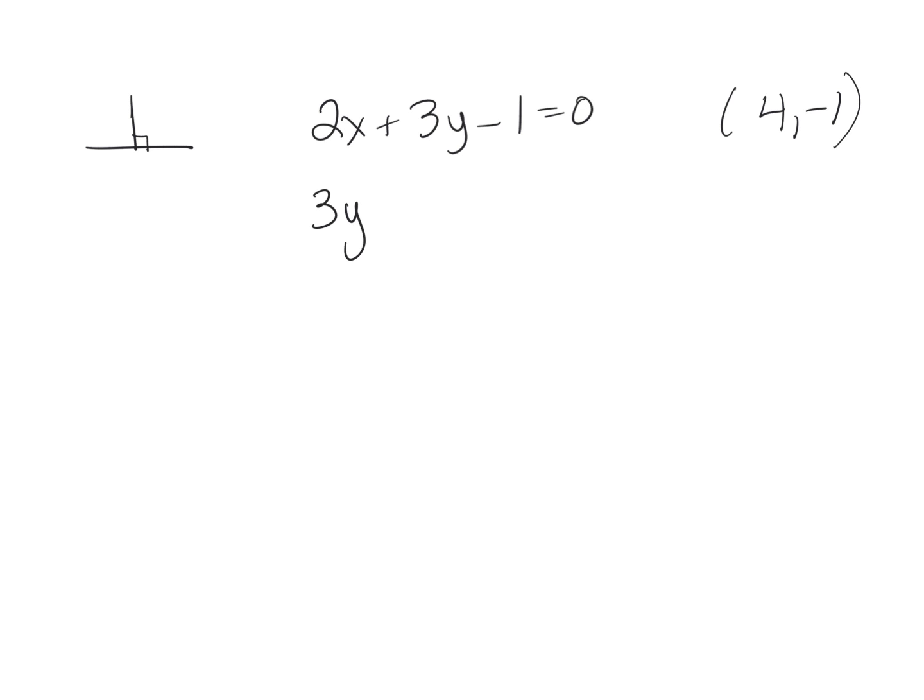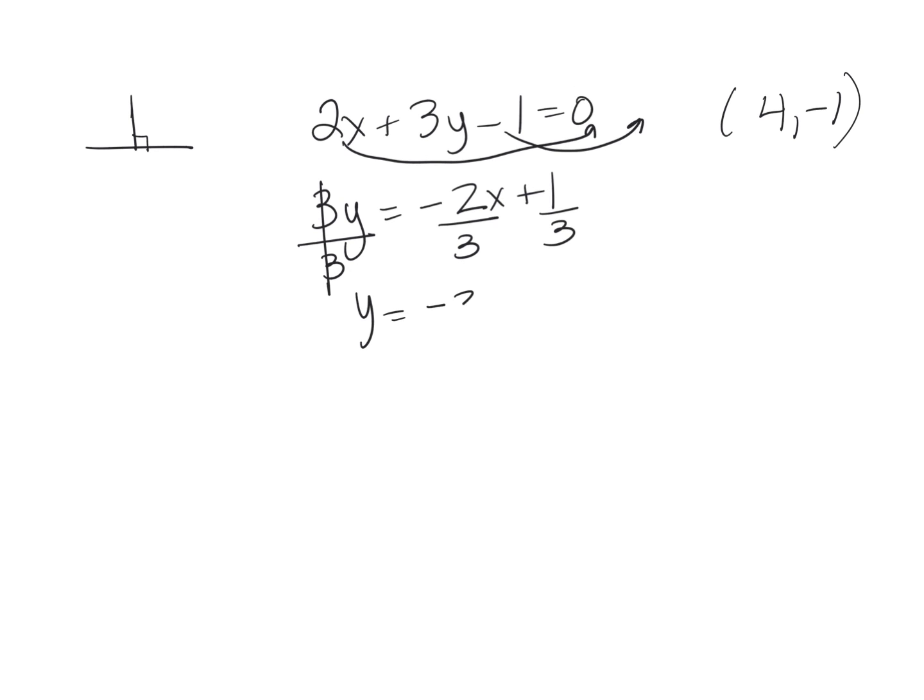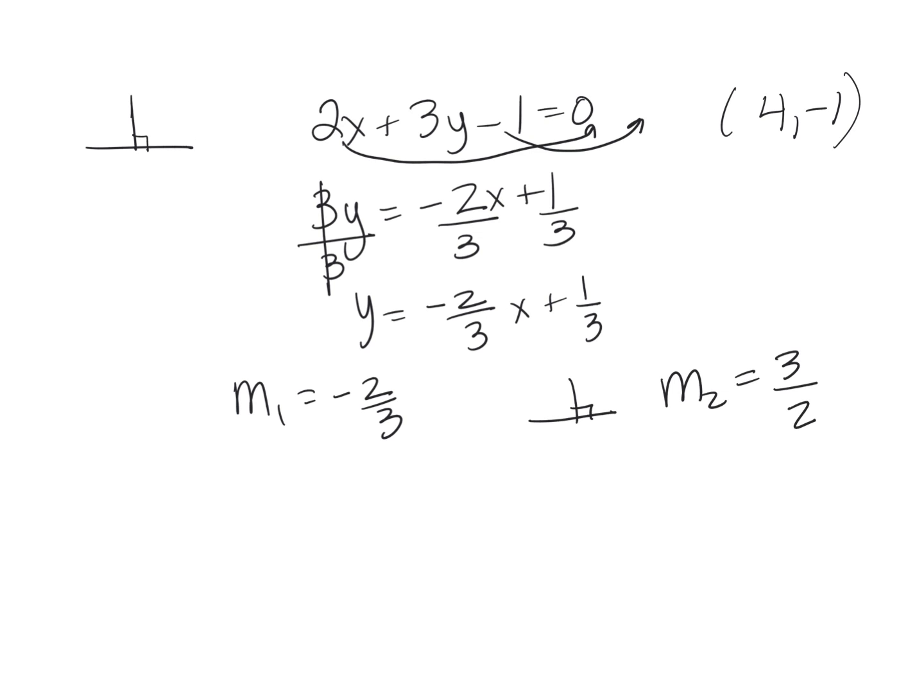So I'm going to have 3y equals -2x plus 1. I move the 2x over, and I move the 1 over. And now I'm going to divide by 3. Y equals -2/3 x plus 1/3. So my opposite reciprocal slope: if this slope m1 is -2/3, my perpendicular slope m2 is going to be 3/2. You notice I made the negative into a positive and I flipped the fraction over.